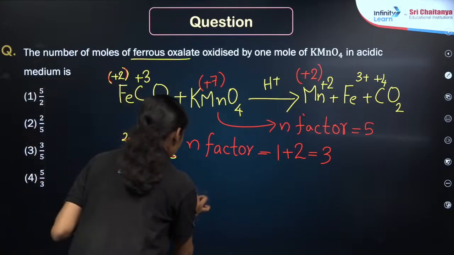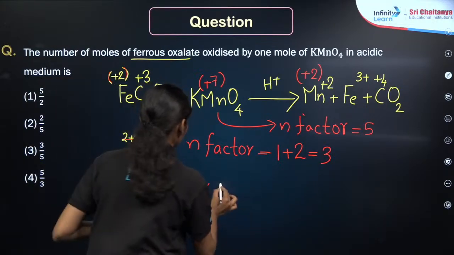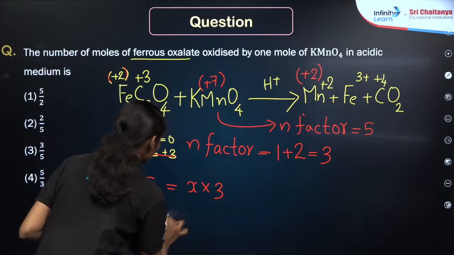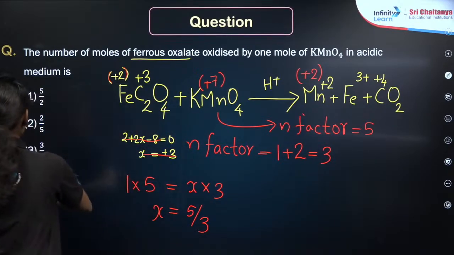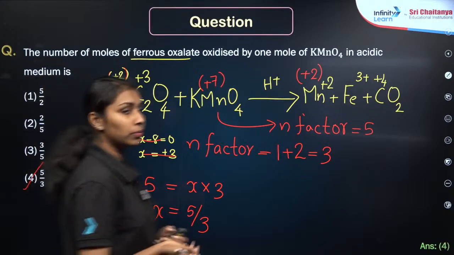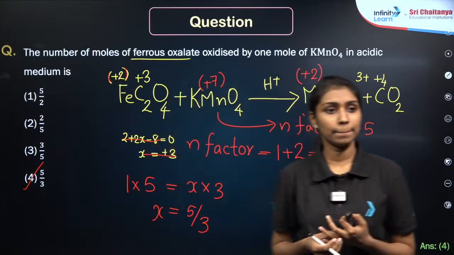So I am taking x here into 3, right? Then x will be equal to 5 by 3. Clear? Option 4 will be the correct answer. Clear?